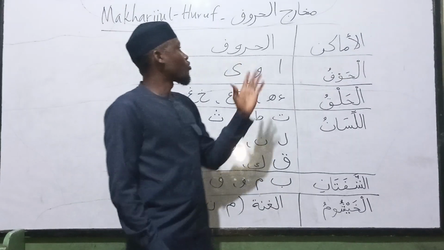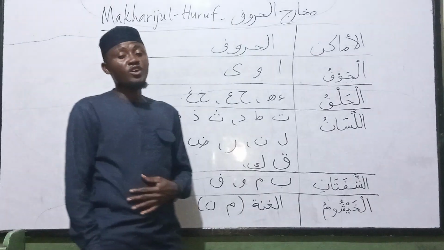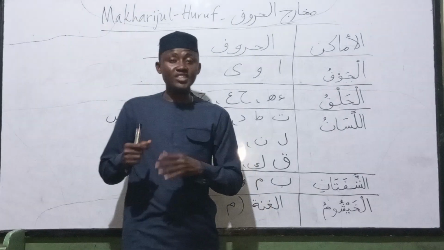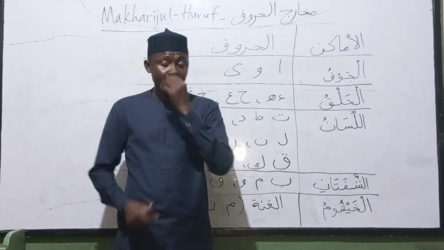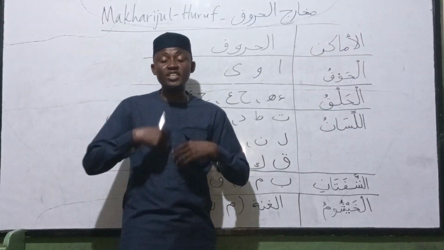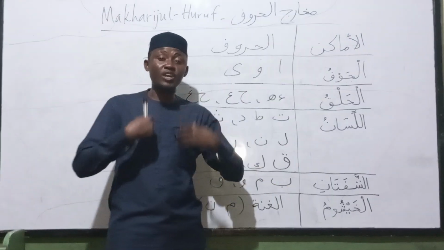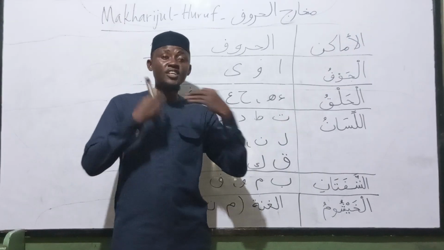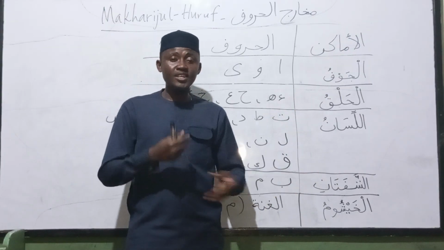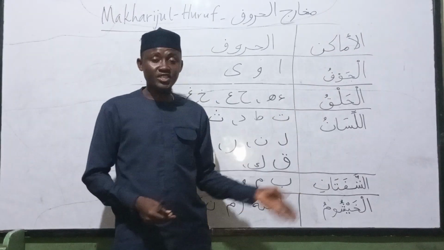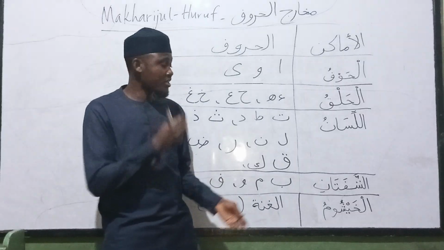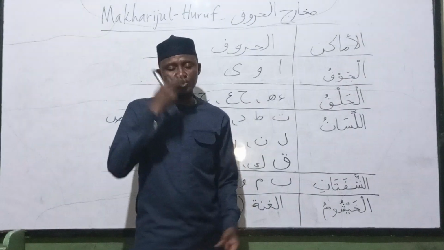Now, when we talk about points of articulation, we've previously discussed that there are 5 places in our speech organ from which we articulate letters, and those places include al-jawf, that is the oral cavity, al-halq, the throat, al-lisan, the tongue, and al-shafatan, the 2 lips, and al-khayshum, the nostrils.